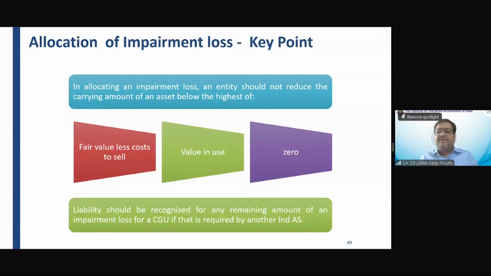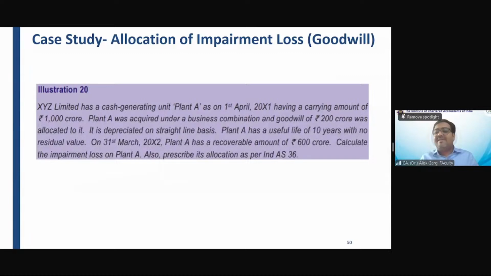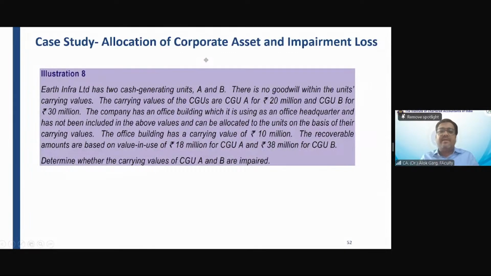So let's understand this concept with the help of this example. Illustration number 8, ICAI study material. Earth Infra Limited has two cash generating units A and B. There is no goodwill within the units' carrying values. The carrying value of CGU A is 20 million, CGU B is 30 million. So carrying values of the CGUs are given as 20 and 30.